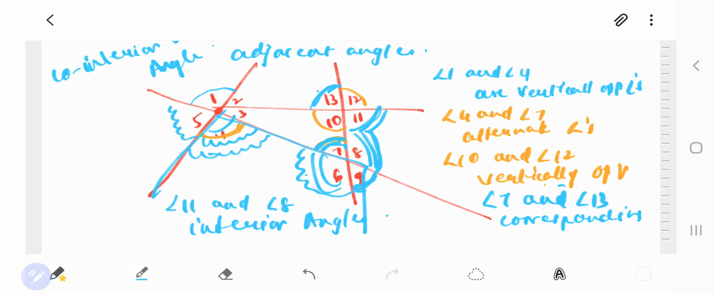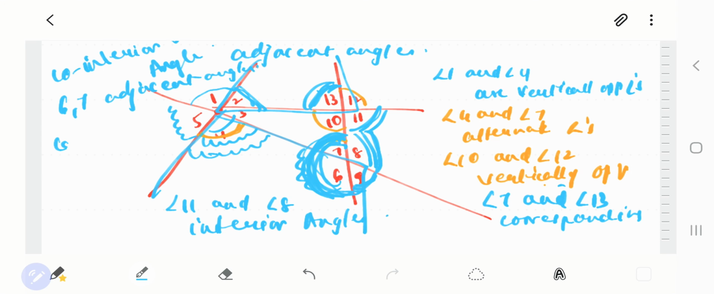Then you have 6 and 7. 6 and 7 आजू बाजू में है. So they will be called as adjacent angles. Next we have 2 and 13. Where is 2? Here. And this is 13. So they will be called as co-interior. अंदर की तरफ. So they will be called as co-interior angles.